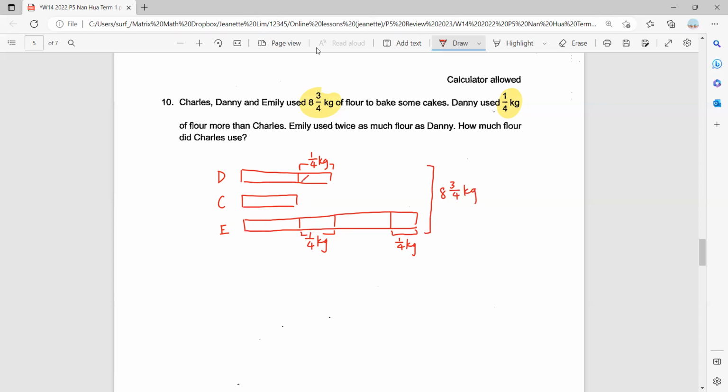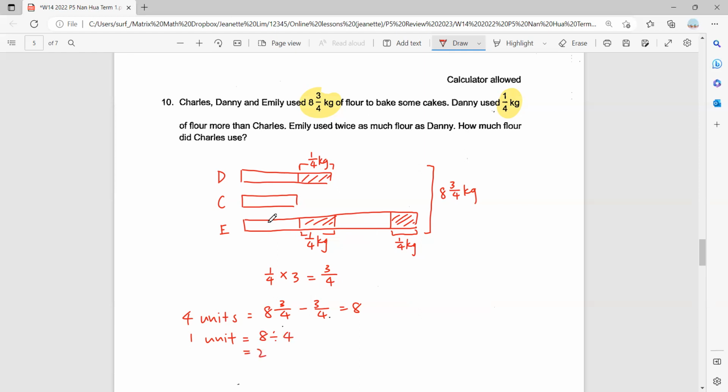So first, let's remove all the 1/4 kg first. Okay, so 1/4 times 3 is 3/4. So let's remove the 3/4. So 8 3/4 minus 3/4 just gives you 8. And 8 is how many units? 1, 2, 3, 4. 4 units, right? Okay, so this is 4 units. So 1 unit, I'll divide by 4 to get 2.